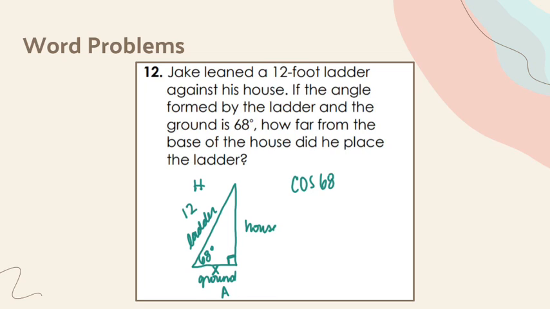So cosine of 68 equals adjacent, which is x, over hypotenuse, which is 12. So we're going to multiply by 12 to get x. And when we type 12 cosine of 68 into our calculator, we get 4.5 feet. That is how far away from the house he placed the ladder.